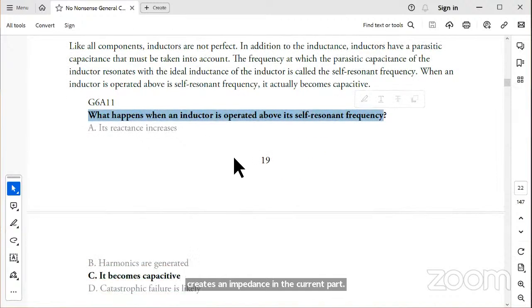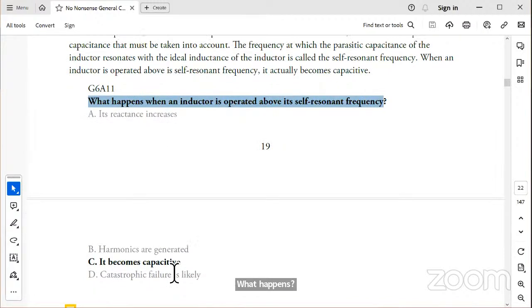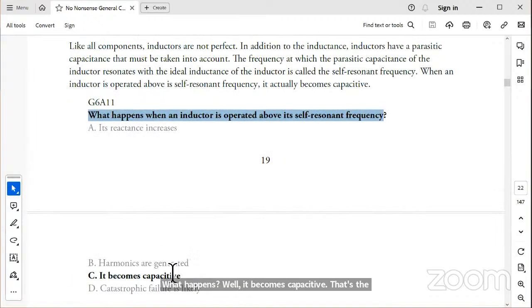Next question in the question pool. What happens when an inductor is operated above its self-resonant frequency, or what we call the SRF? What happens? Well, it becomes capacitive, right? That's the answer. And I think that's the last question in the question pool for this evening.